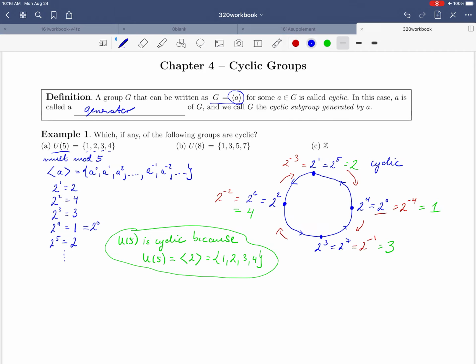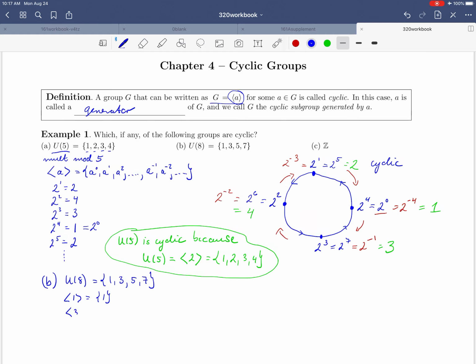Let's look at part B. What about U8? So U8 is all the integers that are relatively prime with 8, multiplication mod 8. So that is 1, 3, 5, and 7. Is that cyclic? Well, let's see what we get when we look at each element right here, what we can generate. Well, 1, I already mentioned it, but I'm going to write it down. It doesn't give you much, it just gives you 1.